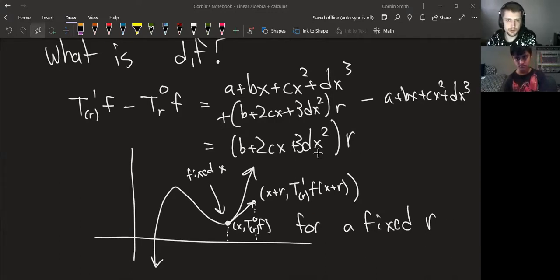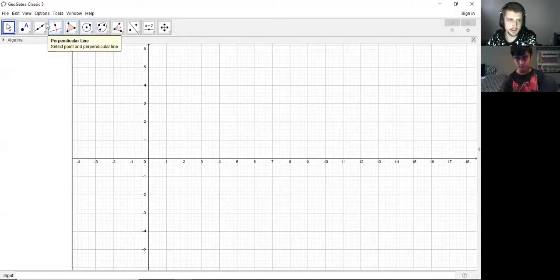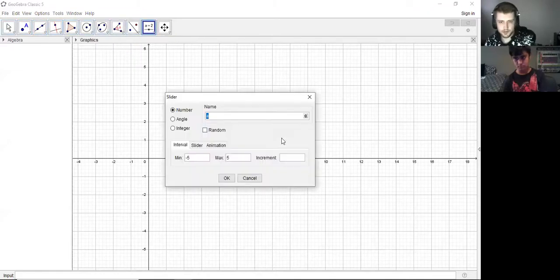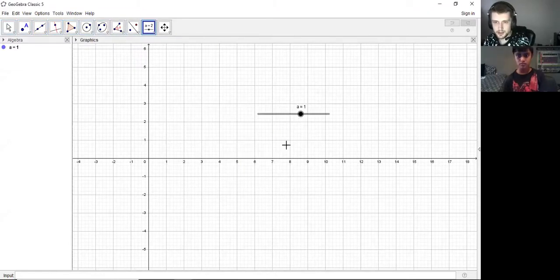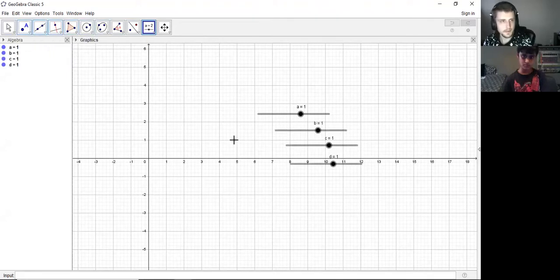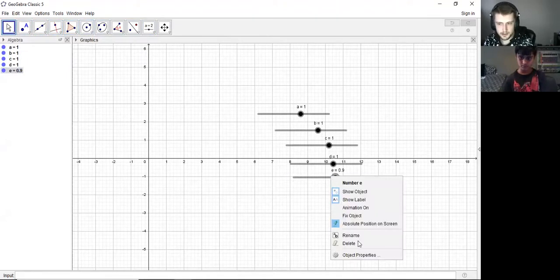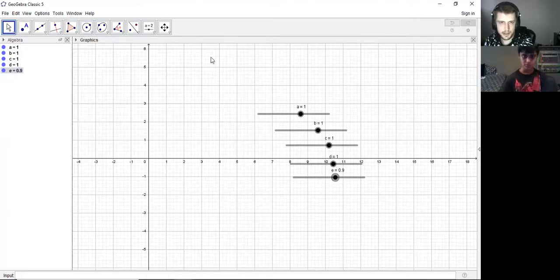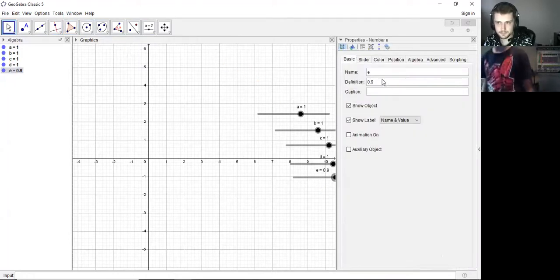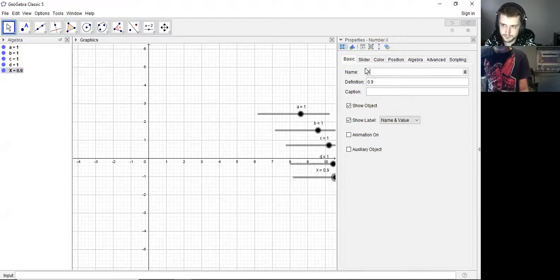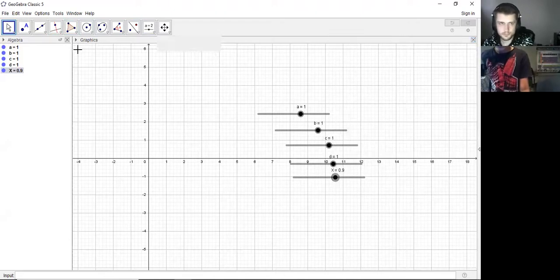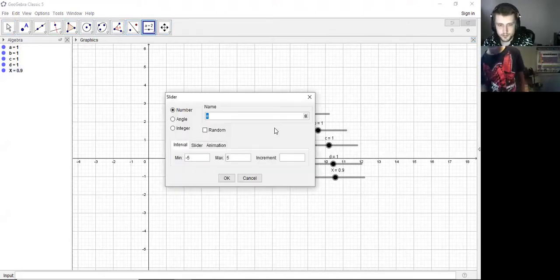New share, GeoGebra Classic. Let's get some variables going: A, B, C, D, and we're going to need a capital X. It's recommending E, but we don't need an E. And then we're going to need an R.